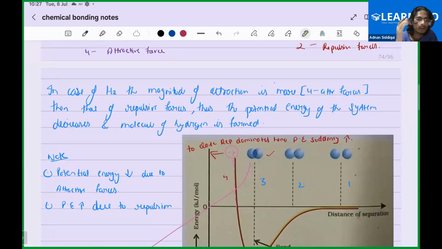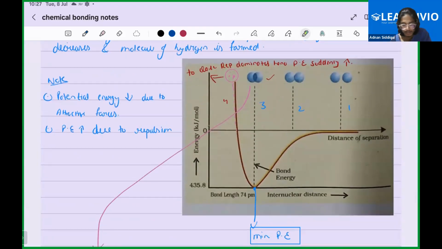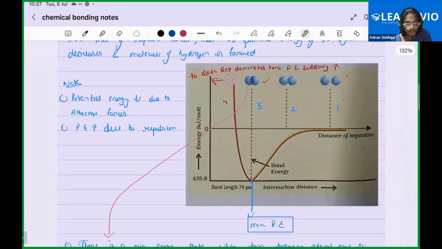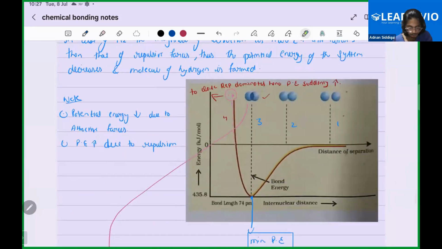The things that we have talked about, the same thing is written here. So let us see. In case of H2, the magnitude of attractive forces, 4 attractive forces, is more than that of repulsive forces. Thus, the potential energy of the system decreases and molecule of hydrogen is formed. Right? Let us see in terms of this. This is a figure basically from your NCERT, and it is very helpful to understand the concept.